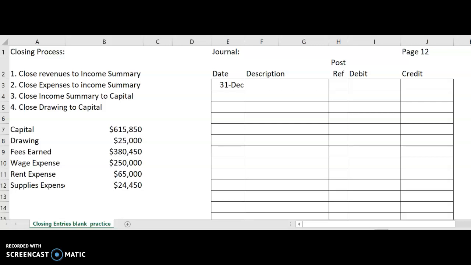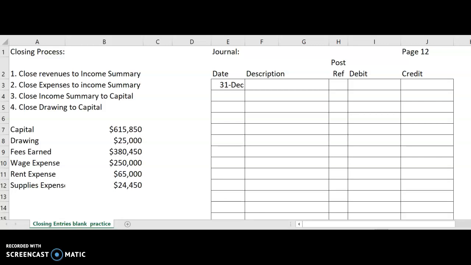Hi, this lecture is going to show the closing process. In chapters 1 and 2, you learned how to make journal entries. In chapter 3, you learned about adjusting entries. In chapter 4, we're going to continue practicing adjusting entries, and then finish out the accounting cycle with the closing entries, and then also the post-closing trial balance.